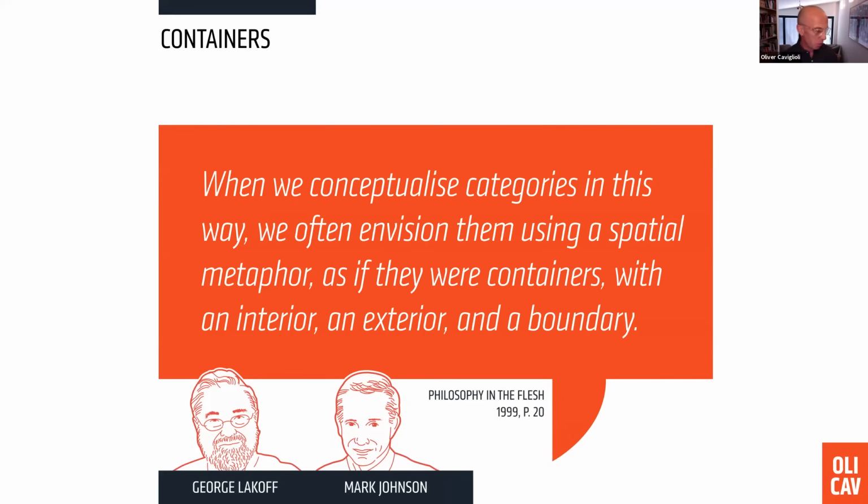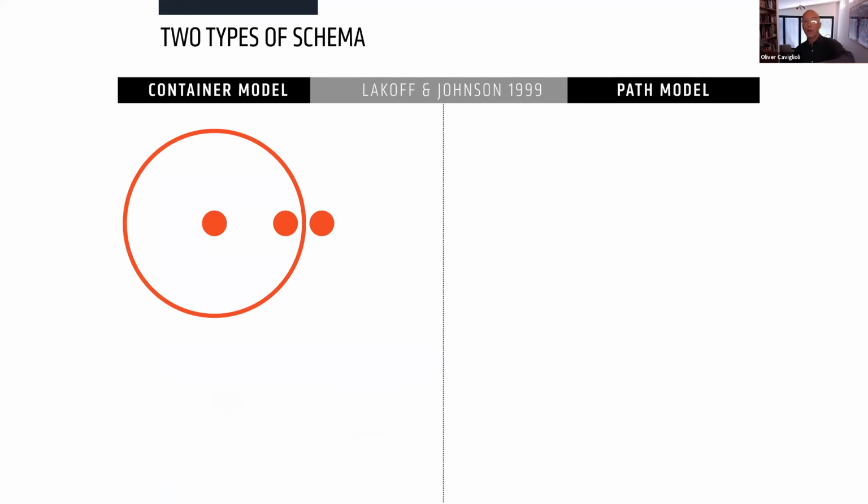Categorization gets really simple. Venn diagrams get really simple. We're going to link this very shortly to graphic organisers, so hold on, we're nearly there. So, Lakoff and Johnson. There are two essential types of schema. There are others, but these two are really essential: the container model and the path model.